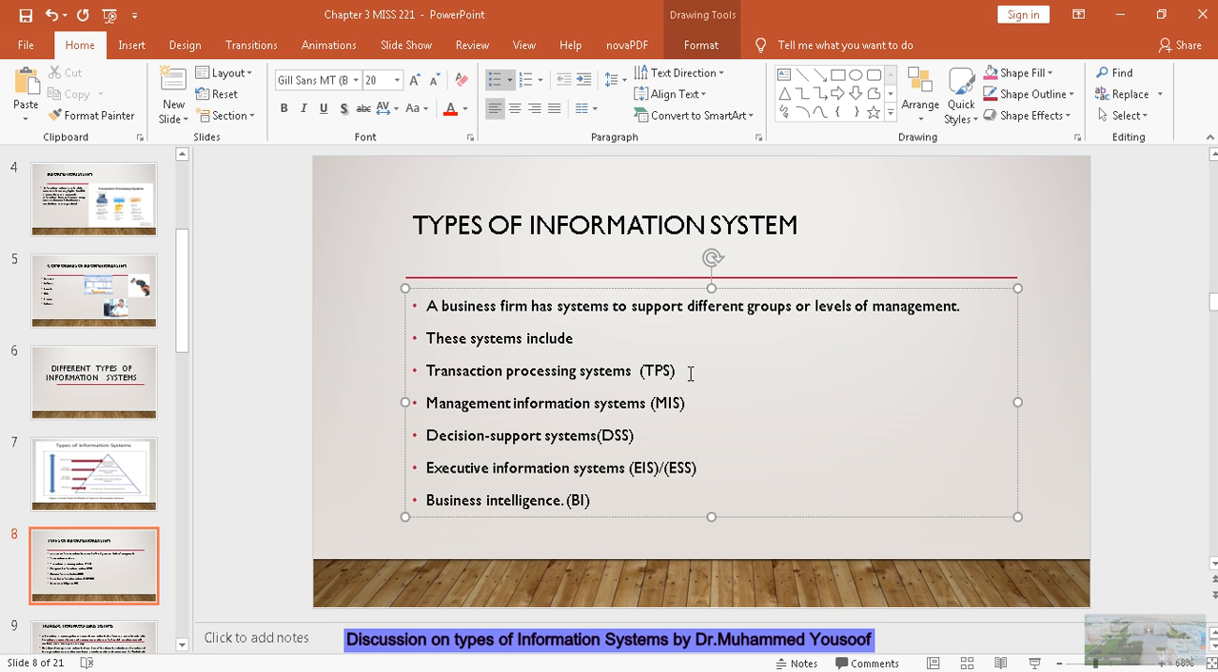So the transaction processing system is used by workers. Management information system is used by middle managers. Decision support system is used by middle managers and senior managers. Executive information system is used by executives.